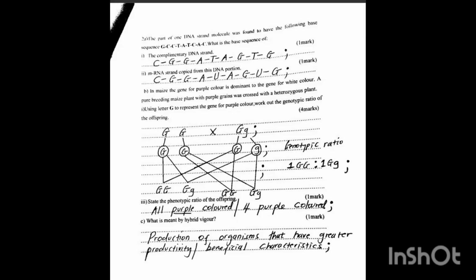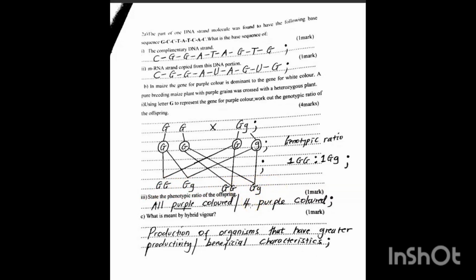So you're told using G to represent the gene, work out the genotypic ratio. So it's GG and Gg. So then you separate the gametes and then you fuse them. So you're going to get GG, Gg, GG, and Gg. State the phenotypic ratio of the offspring. You can see here we have purple, purple, purple, purple. So all of them are purple because purple color is dominant over white color.